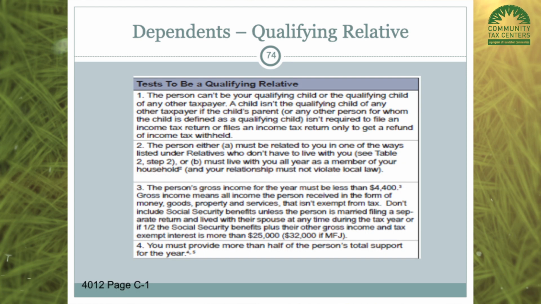Going back to the chart on the C1, on that second column for the qualifying relative, the person cannot be your qualifying child or the qualifying child of any other taxpayer. A child isn't the qualifying child of any other taxpayer if the child's parent, or any other person from whom the child is defined as a qualifying person, isn't required to file an income tax return, or files an income tax return only to get a refund of federal income tax withheld.